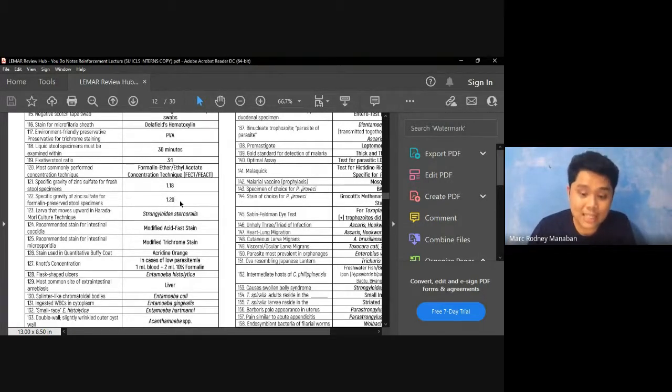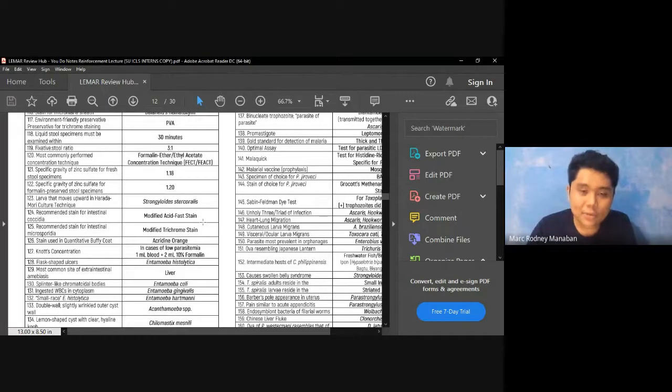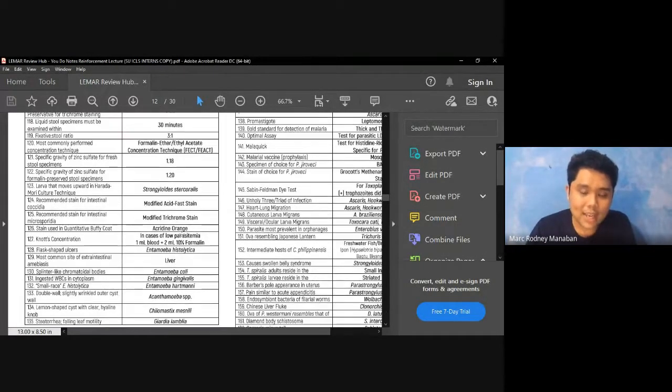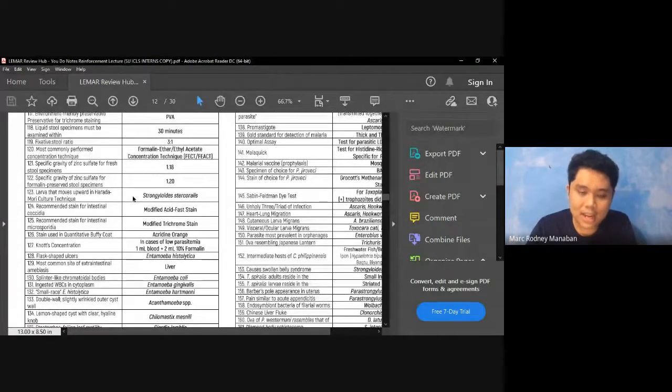Again, fresh at 1.18. Alright. Stain of choice for coccidia, modified acid fast. And again, stain of choice for microsporidia, you have modified trichrome. Alright. Stain for quantitative buffy coat, it was a recall in my boards, I forgot it. So do not forget this. Quantitative buffy coat stain is acridine orange. Take note of that. And again, Harada-Mori, one that climbs up, Strongyloides stercoralis. It is strong, it can climb up.